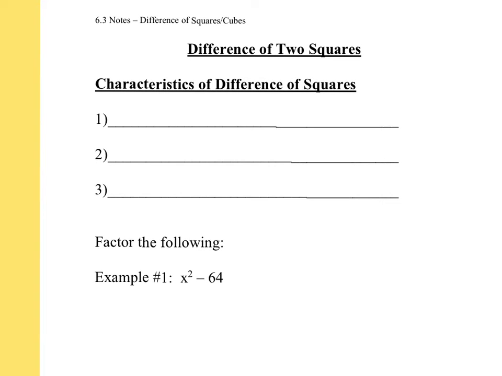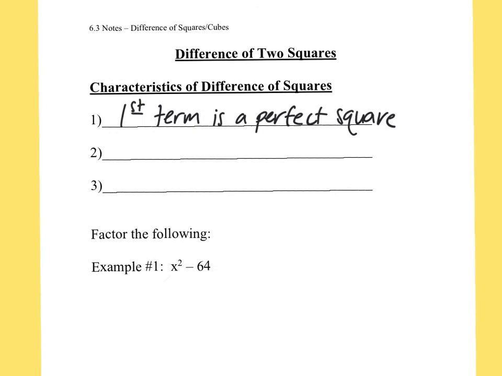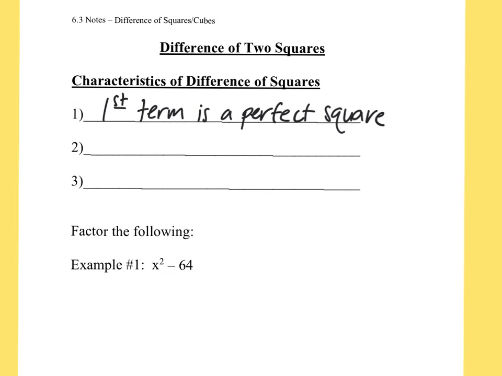First things first, we've got to list the 3 characteristics of how to recognize difference of squares. And here's what they are. Your first term that you see is a perfect square. What does it mean to be a perfect square? Okay. So in terms of shapes, a perfect square would have all equal sides.